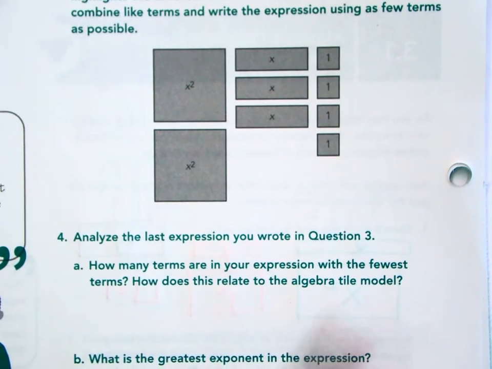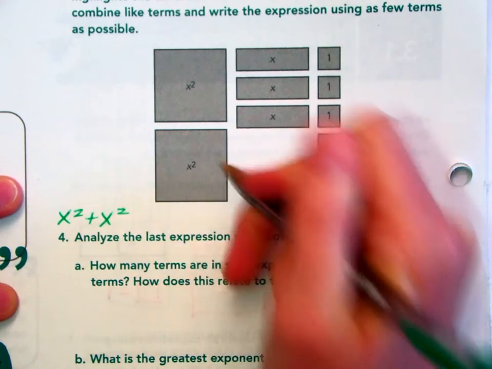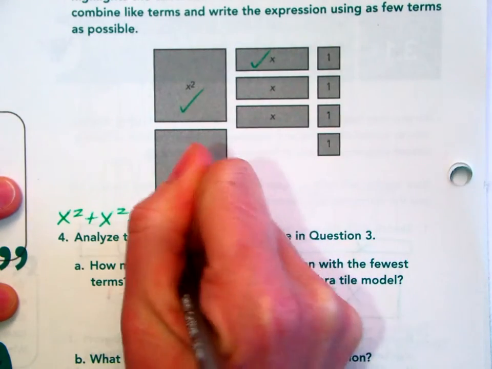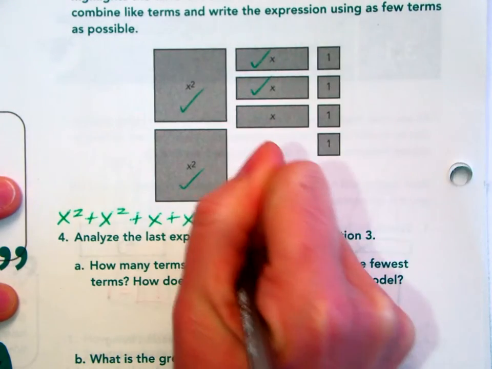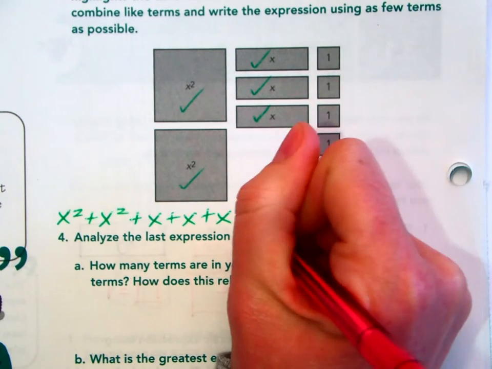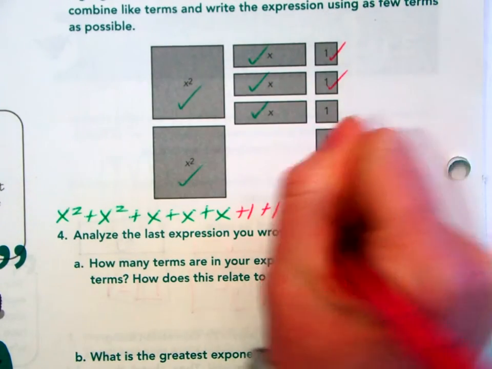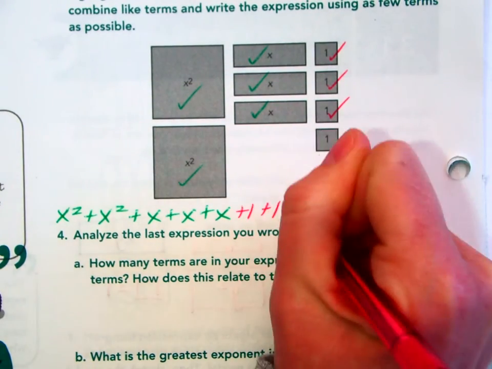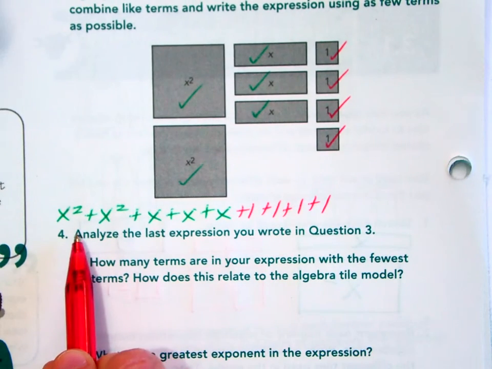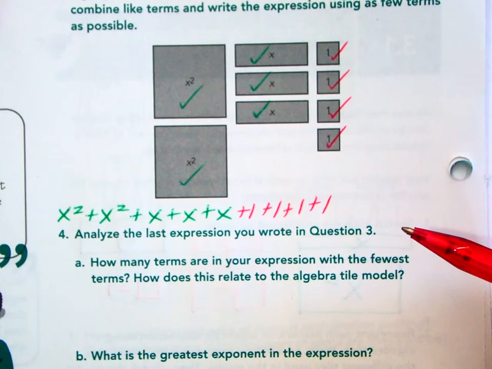You might take a look at this and think x squared plus x squared, check, check, plus x, check, plus x, check, plus x, check. And then I have constants here. Plus 1, check, plus 1, check, plus 1, check, plus 1, check. Okay, that would be the most expanded version of this representation of algebra tiles.